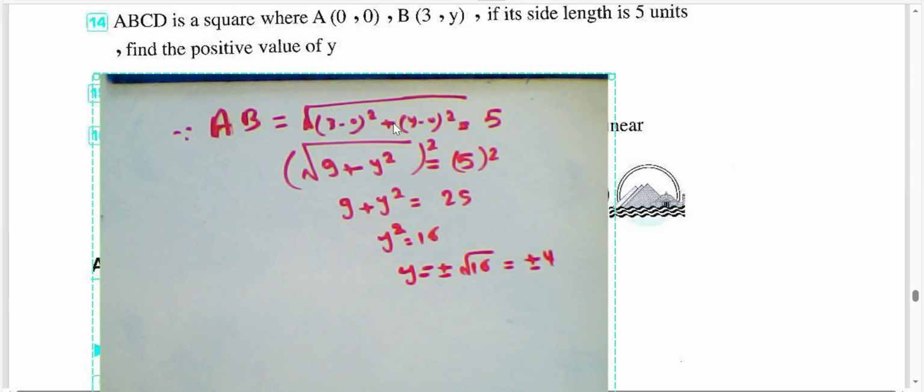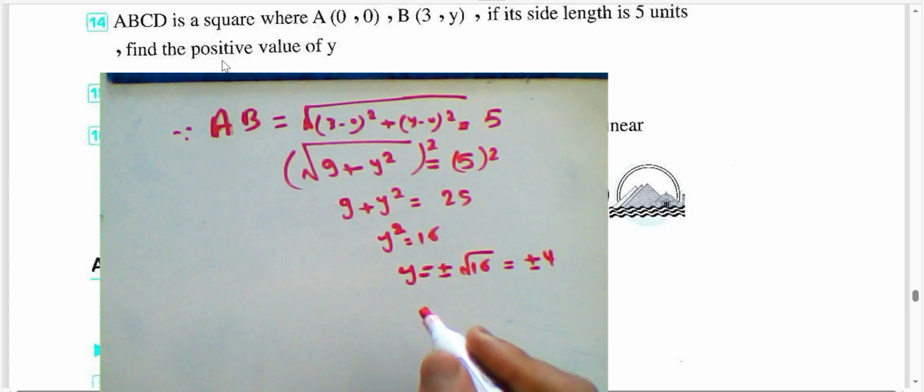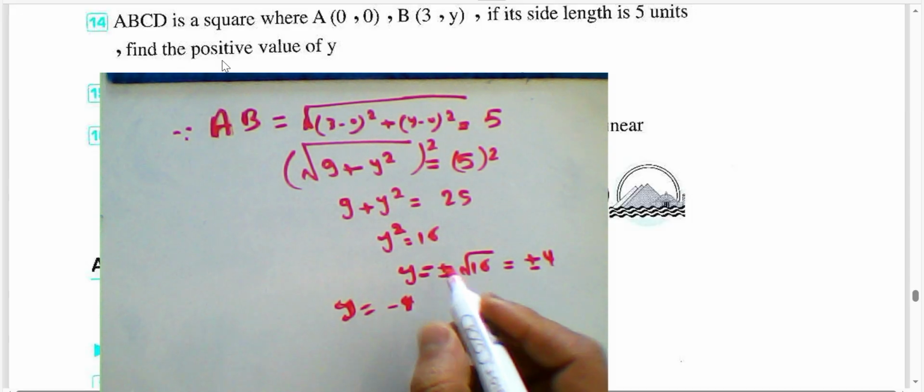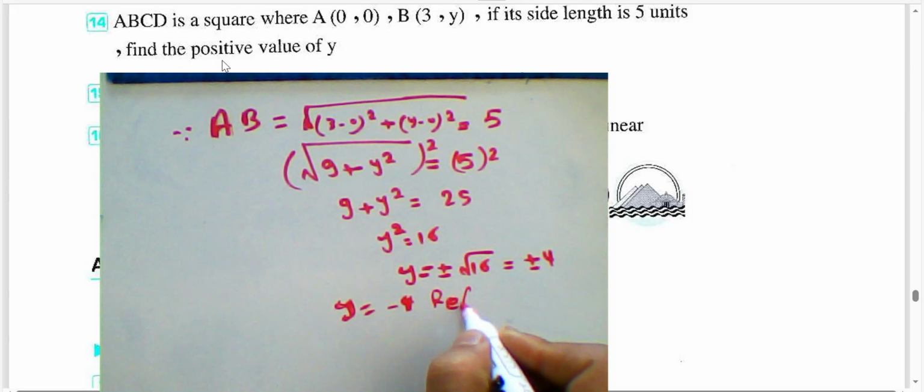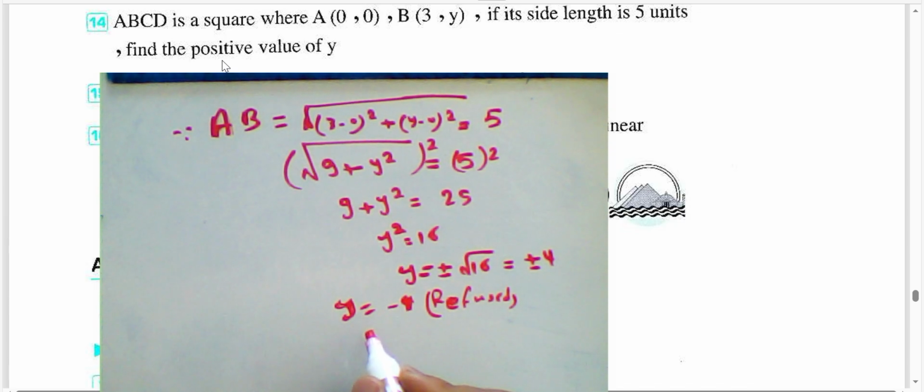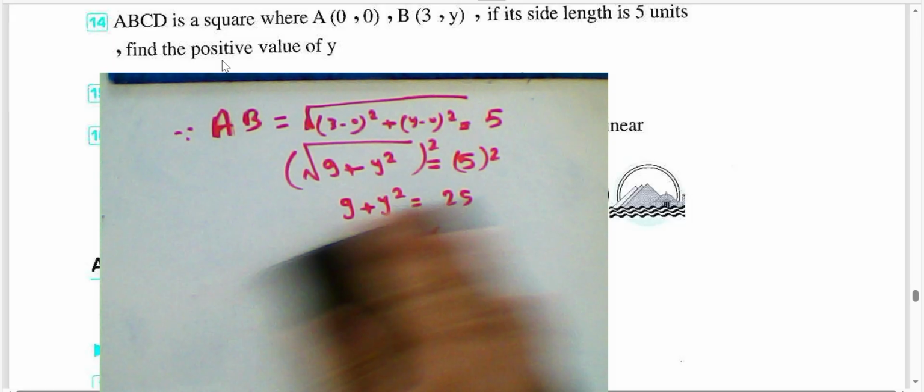Look here, if we put negative 4 in this example, you won't find the positive value. Okay, then y equal -4 is refused because he wants positive only. Then the value of y will be 4 only. Okay, the value of y will be 4.